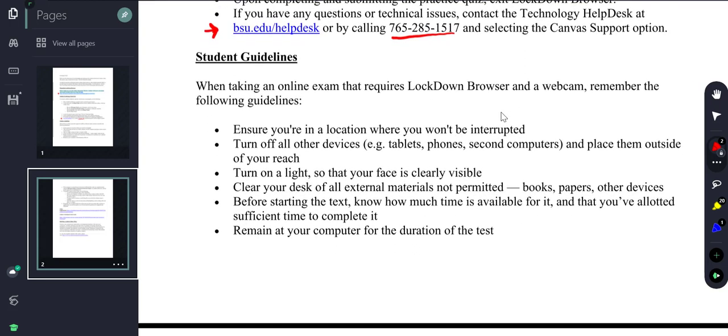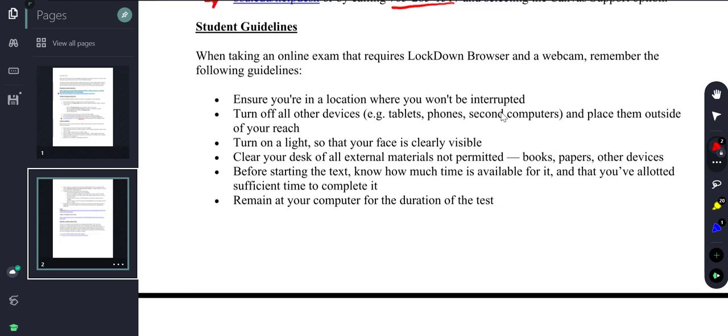Now, just a few pointers. When you're taking an online exam, you want to be in a place where you won't be interrupted. You want to turn off other devices. You want to make sure that the place that you're taking the test is well lit so your face is visible. You'll also want to clear your desk or table of any other materials that aren't permitted for the exam.